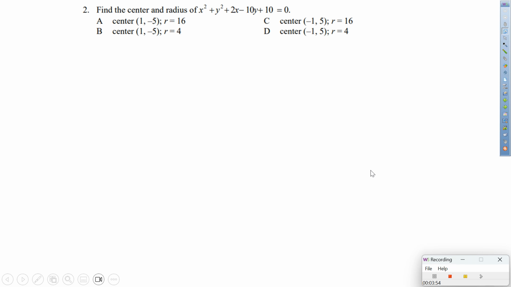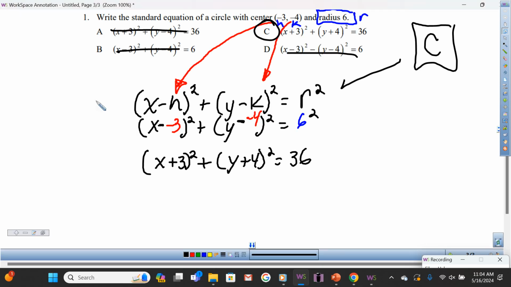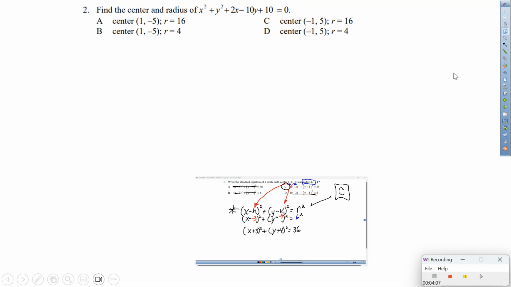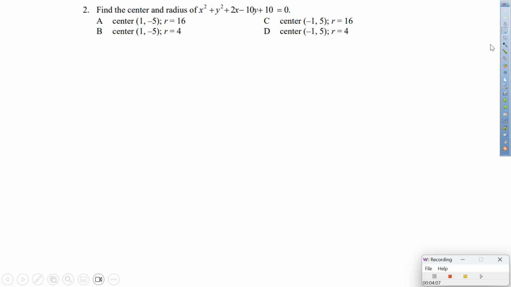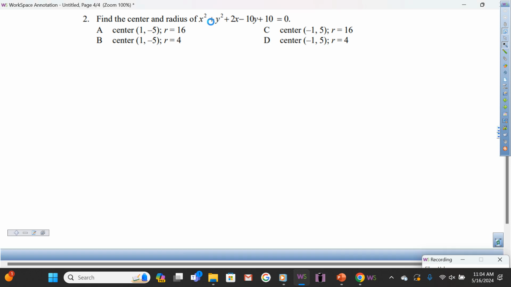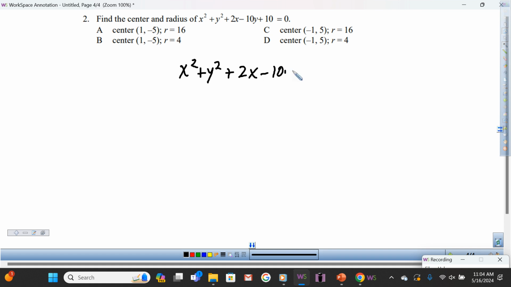Number 2. This is also a circle, but at the end we need to end up, look up, we need to end up with something that looks like this in standard form. So, check this one out. So the first thing first, let's write out the equation. x squared plus y squared plus 2x minus 10y plus 10 equal to 0.